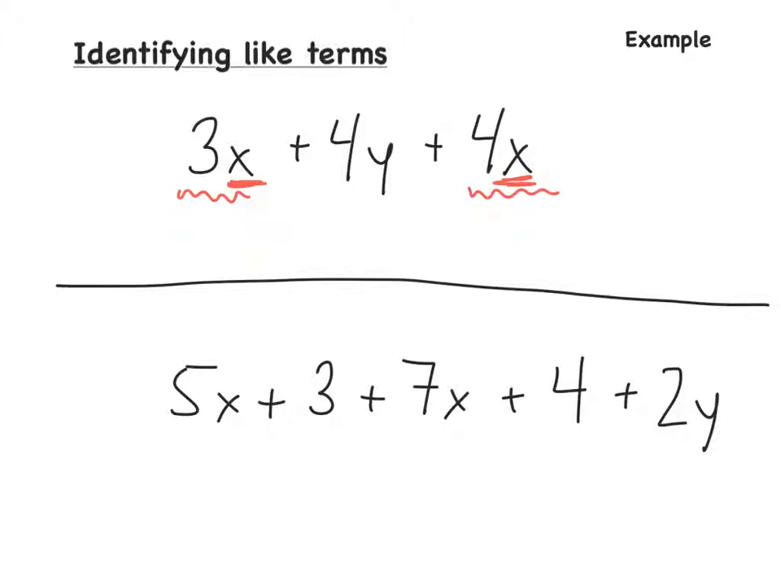Alright, so if we have 5x plus 3 plus 7x plus 4 plus 2y, we have some like terms. We have some x's, which are our puppies. These are some like terms. We don't have any other y's, so this cannot be combined with another like term. And then we have our 3 and our 4. These are also some like terms. So we have 2 different types of like terms. We have our x's and we have our constants.